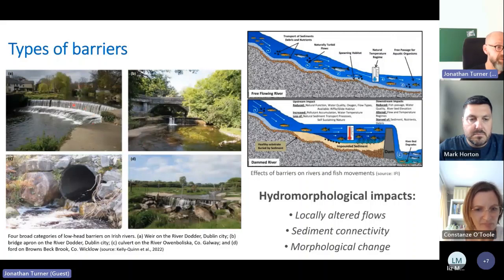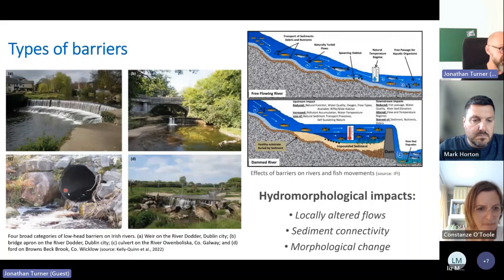On the top left here we have weirs, which we're all familiar with, and they come in all different shapes and sizes. On the right-hand side here, this is known as a bridge apron. It's associated with bridges. They're often artificial materials, and they're designed to stop the river from cutting back underneath these bridges, to provide some stability for the water flowing through bridge crossings, bridge spans.